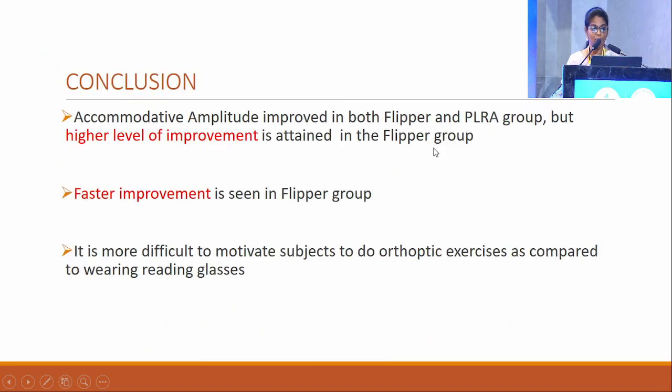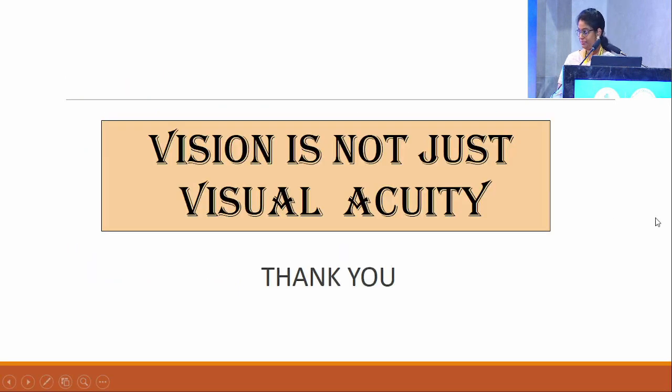Now, concluding, accommodative amplitude is improved in both the flipper group and the PLRA group, but a higher level and faster improvement is seen in the flipper group. Although, it is very difficult to motivate the patients to do all these orthoptic exercises. Thank you.